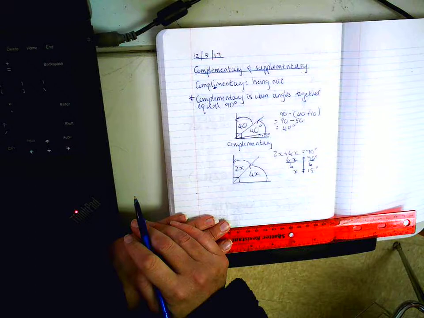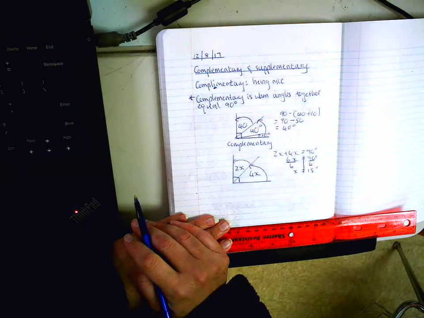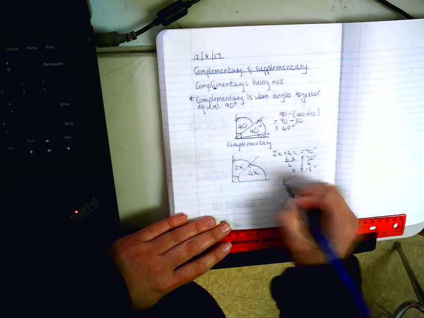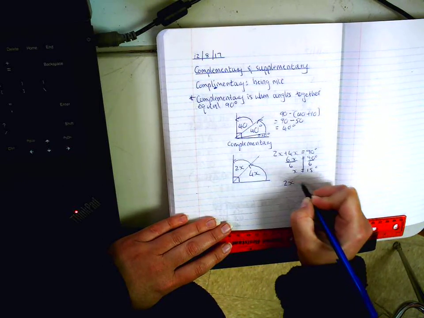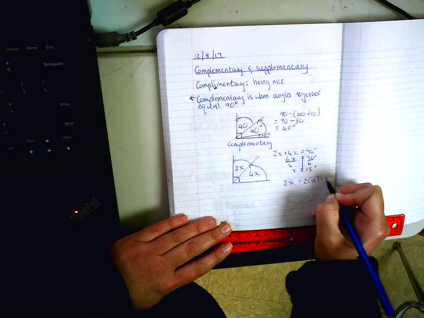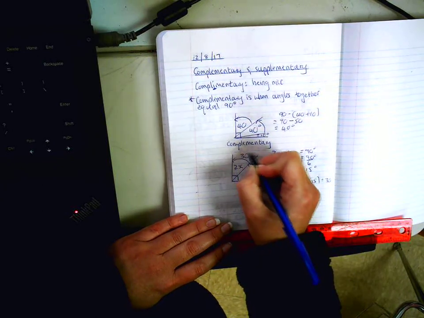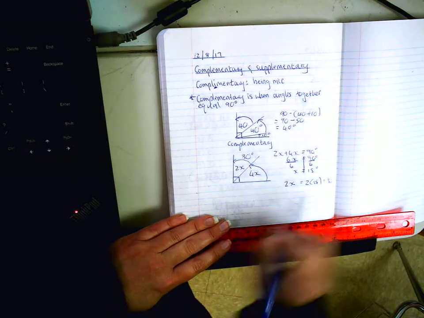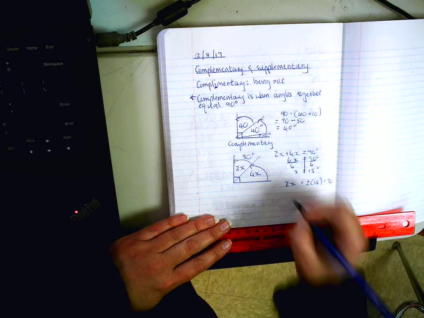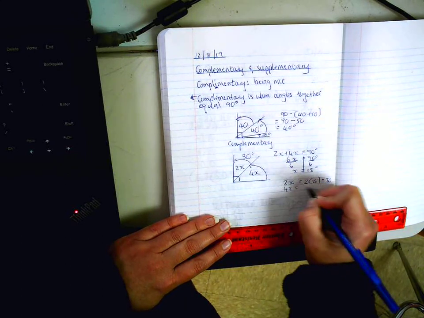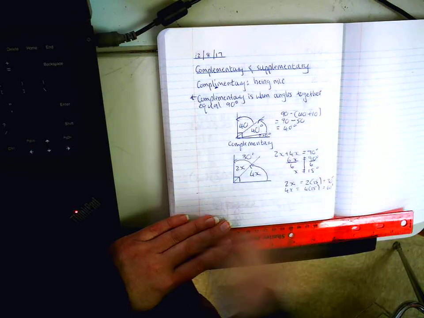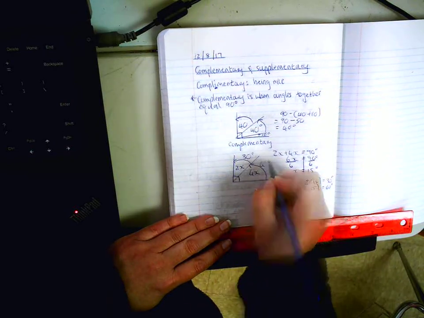Does that answer my questions over here? No, it only tells me that x is worth 15. So now we look at 2x. If 1x is 15, then 2x would be 2 times 15, which is 30 degrees. What did I do? I plugged in 15 where I saw x. What about 4x? 4x would then be 4 times 15, which is 60 degrees. So this angle should be 60 degrees.